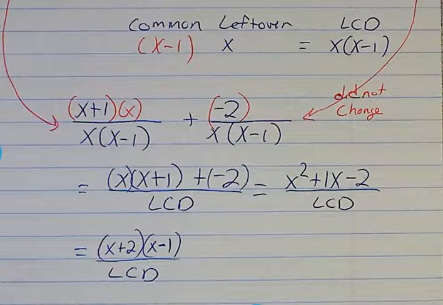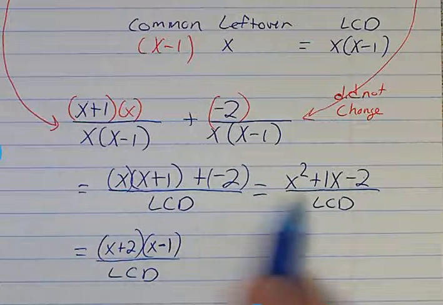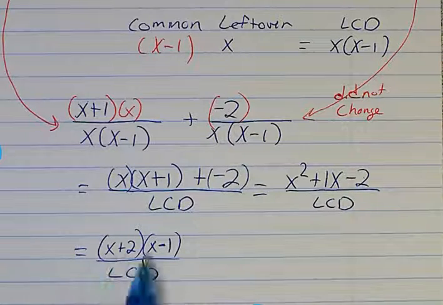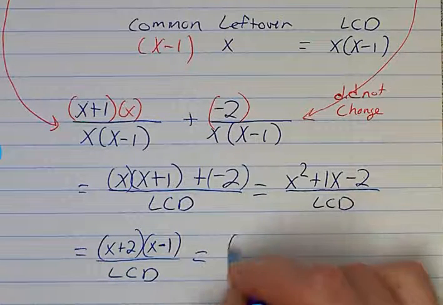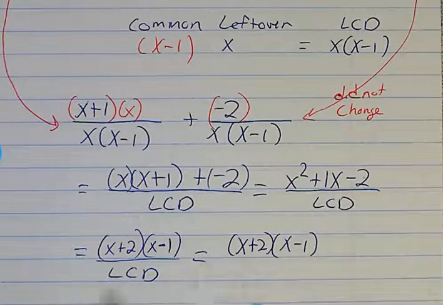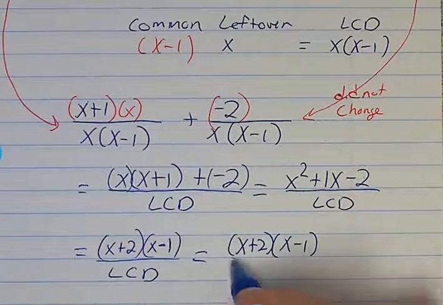Okay, and now we've done everything we can do to the top. We combined all the like terms. We've got it to here. We checked to see if we could factor it off a little bit. We've got it here. So now we can actually pull in that least common denominator. That was x times x minus 1.